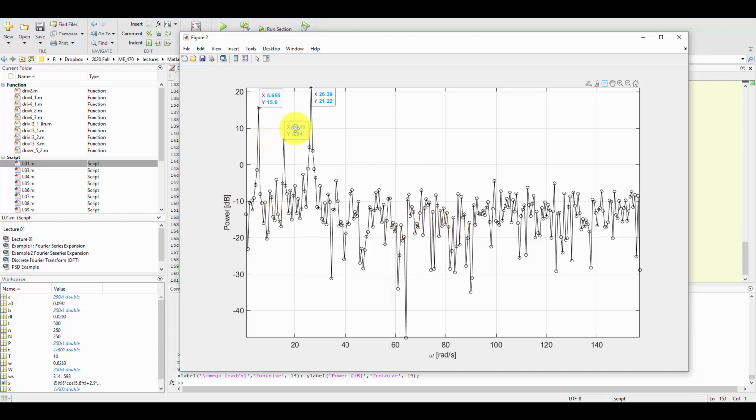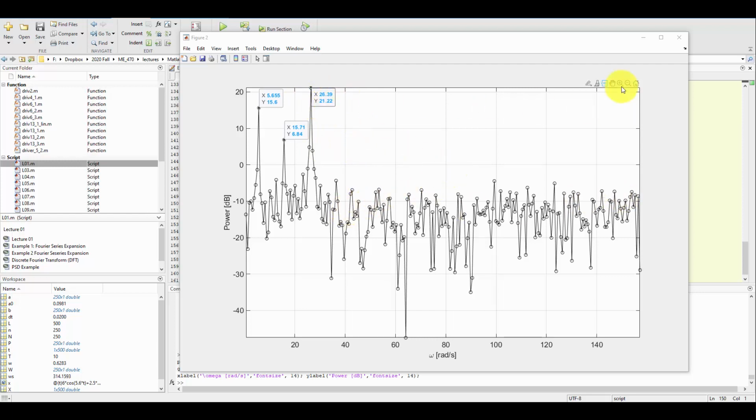So where do they lie? In decibels, we're not going to be worried about the y value right now. Let's look at the x value. The first peak, the frequency where the peak occurs, is at about 5.66 radians per second. The second peak, the omega value, is 15.7 radians per second. And the third clear peak we see at about 26.4 radians per second. Everything else is pretty low in this case.